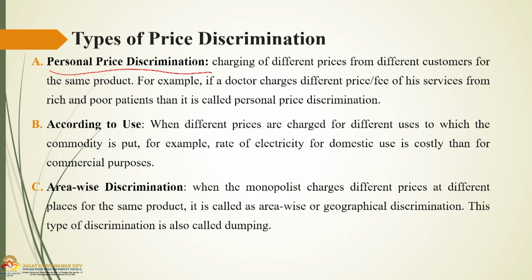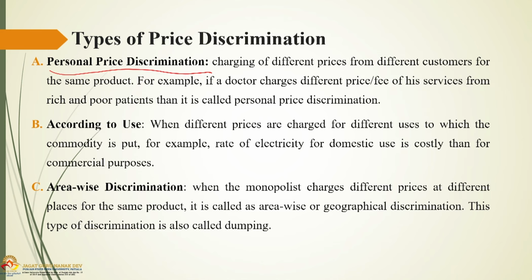Next is discrimination according to use. When different prices are charged for different uses to which the commodity is put. For example, the electricity rate for domestic use is different from that for commercial purposes. We all know that electricity rates for domestic use are higher as compared to the electricity rates provided to commercial users.